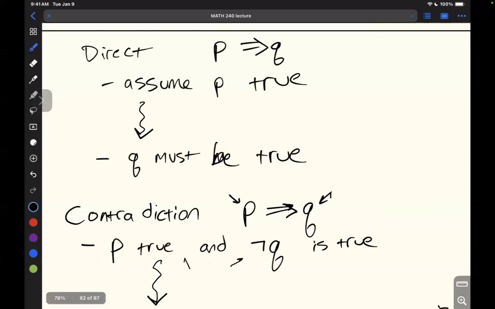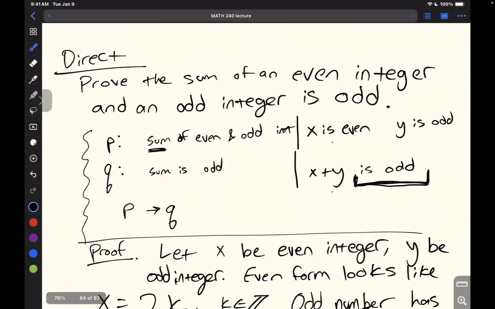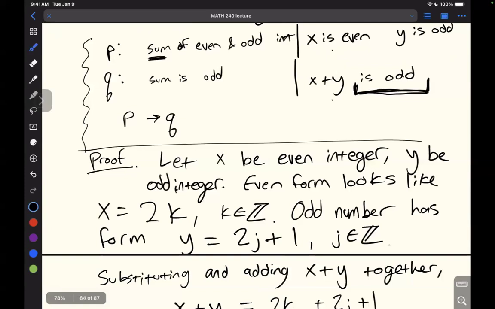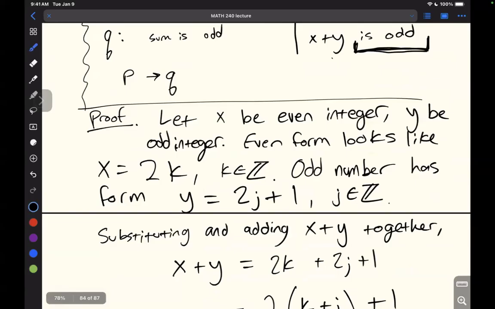We talked about direct, which is if we're trying to prove P implies Q, we assume P is true. We reason our way to Q being true. And we saw an example down here, where we said, prove that the sum of an even integer and an odd integer is odd. There's a little bit of work there getting it into the form of P implies Q, where we have to break down the natural language into actual math. And then we can write with words.